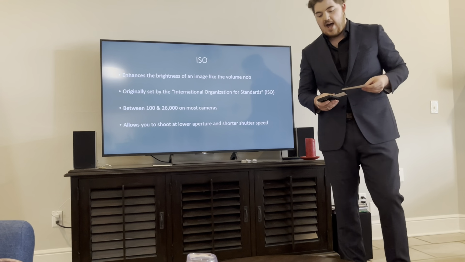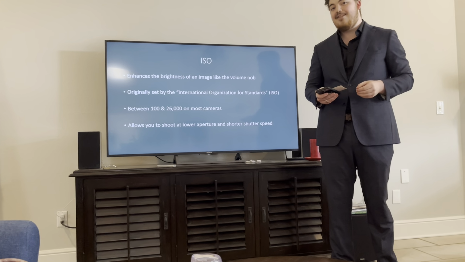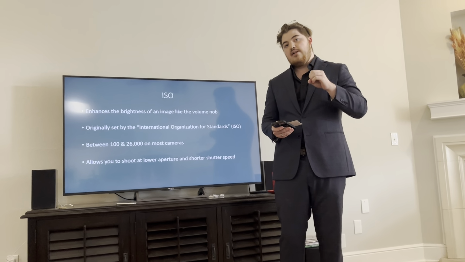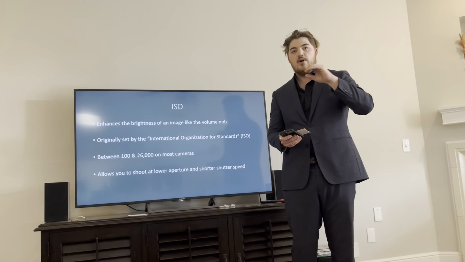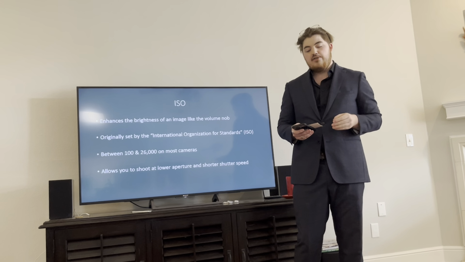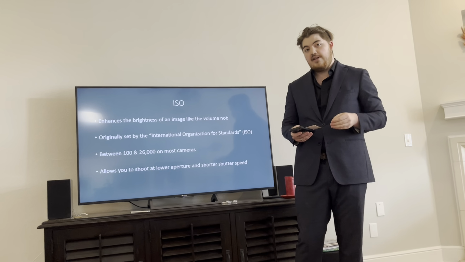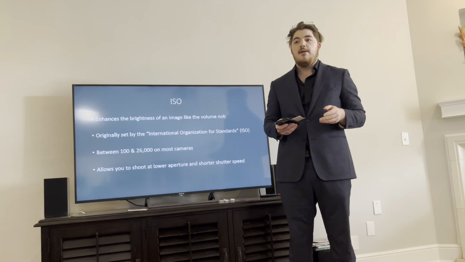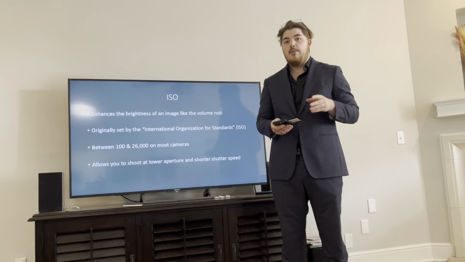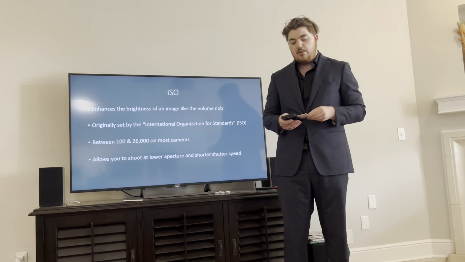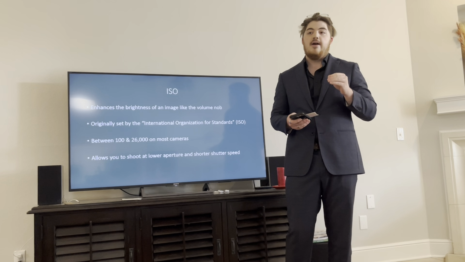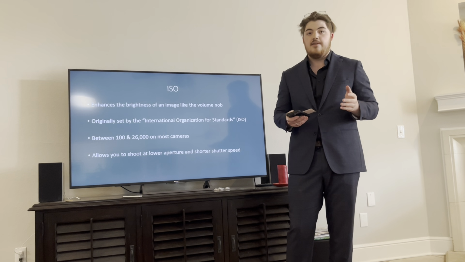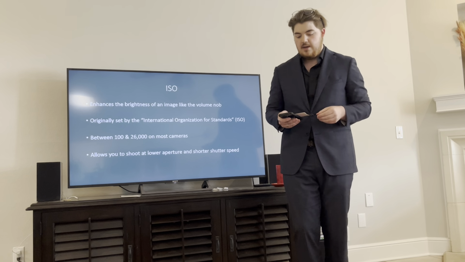So next we move to the ISO. The ISO enhances the brightness of an image. What it does is it takes the light information that is coming in and it just raises it more and more the higher you set it. It was originally set by the International Organization for Standardization, also known as ISO, for film cameras. With film cameras, you couldn't change the ISO and it was always set. On normal cameras today, you can change it. You have your base ISO, which is 100, and you can go all the way up to 26,000, which is pretty bright and most people won't really use.